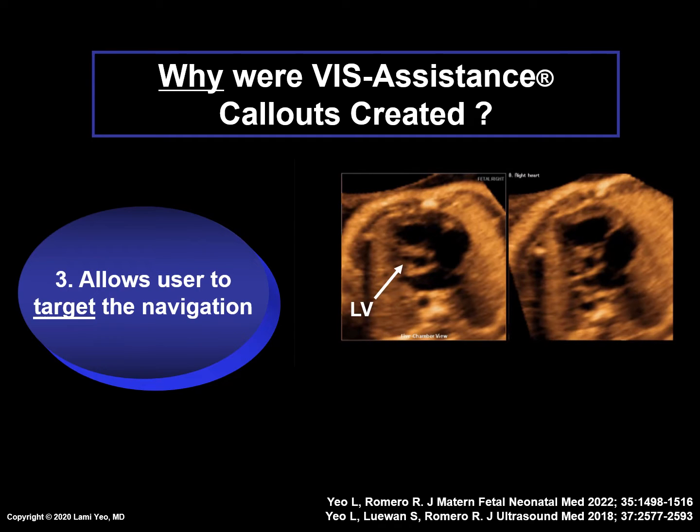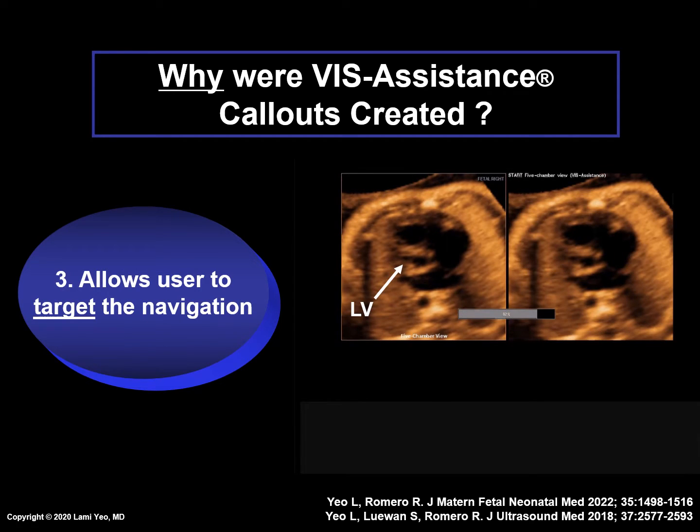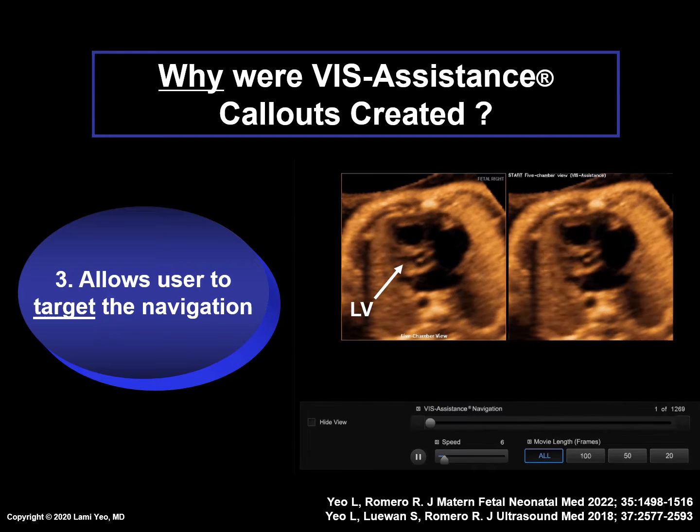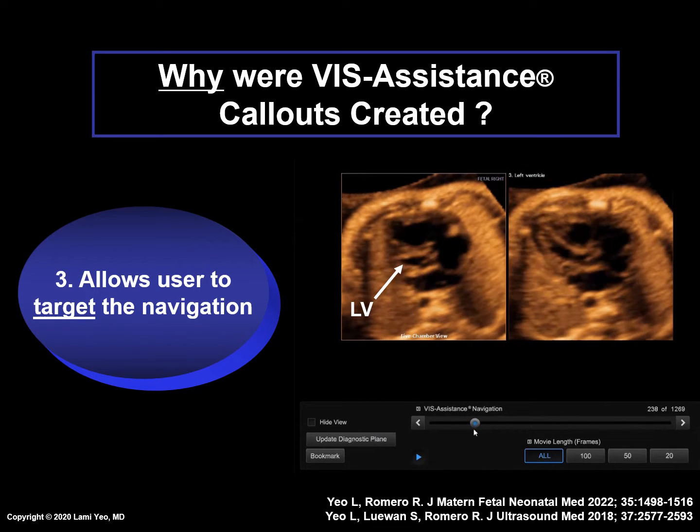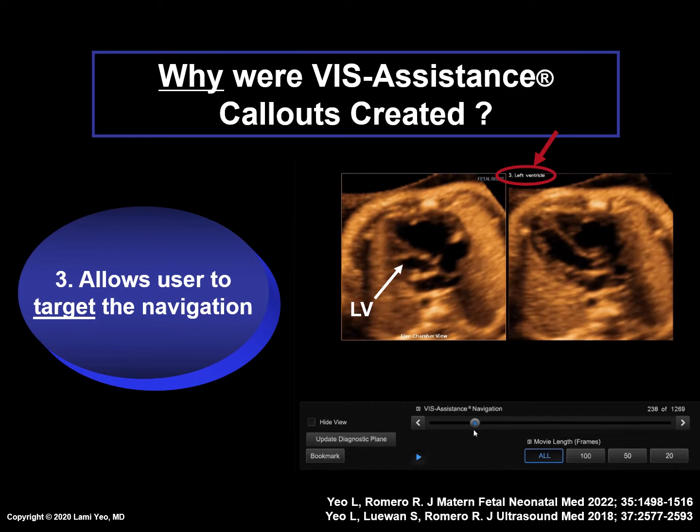In this example, it was uncertain if the left ventricle was abnormally small, so VISA was activated for the 5-chamber view. Notice that once the VISA video clip is loaded, the operator immediately grabs the scroll button to reach callout number 3, which states left ventricle. It is clear that the size of the left ventricle is actually normal.